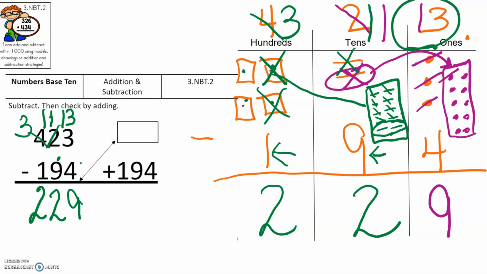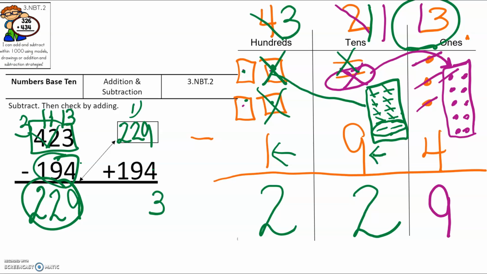To check my work, I come over here and I put my 229. I think of it as a part, and then this is what the whole amount was when we started. 9 plus 4 is 13. Keep my regroup. 2, 3, 4. And my 423 is the same whole as I started with, so I got it right.